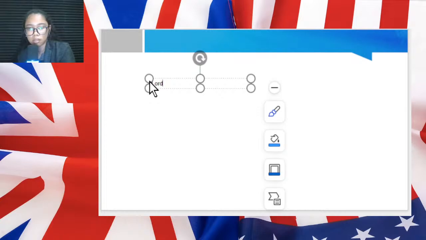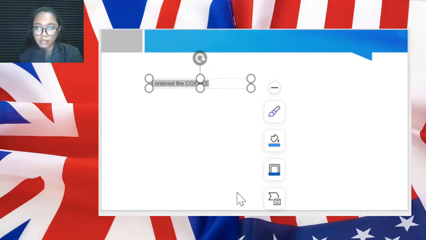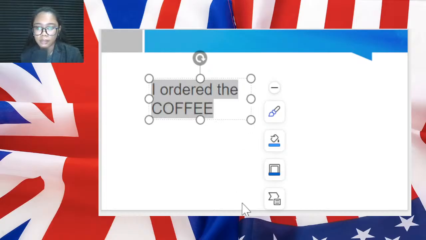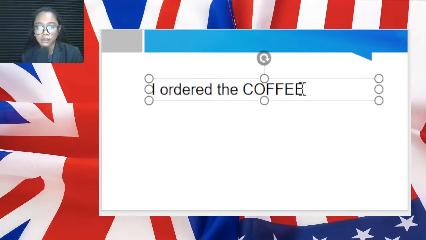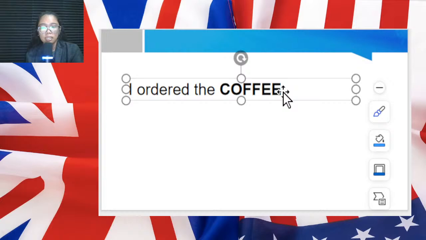I ordered the coffee. Okay, for a moment, let me try to make the sentence bigger. Okay, I ordered the coffee. So I highlighted the coffee here. All right, so that is where we put the rise-fall intonation. Okay? I ordered the coffee, not the tea.